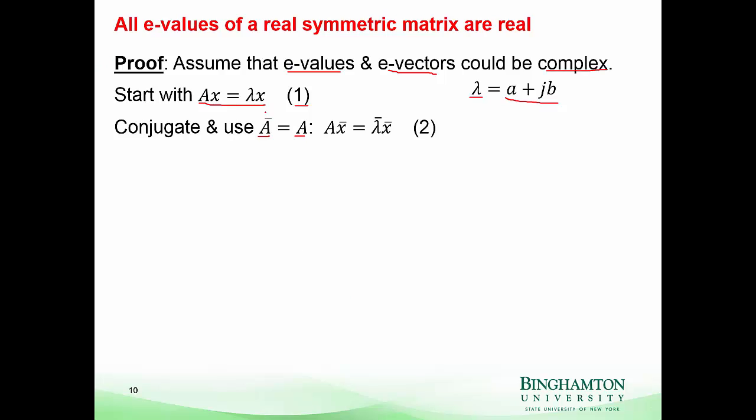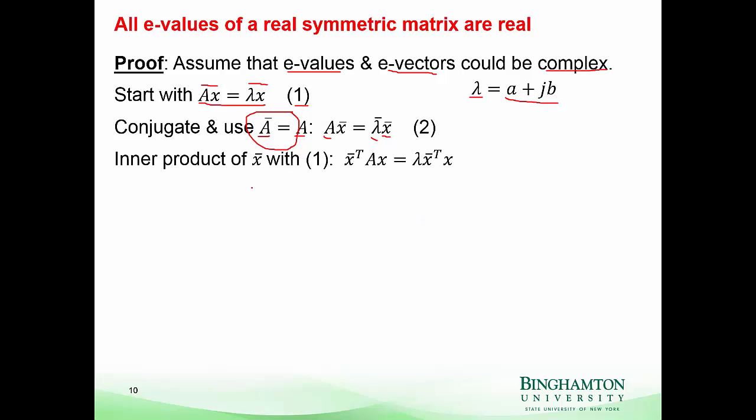So I take the conjugate of the left side and the conjugate of the right side. Another property is that the conjugate of a product is the product of the conjugates. That gives me A conjugate times X conjugate, but A conjugate is equal to A, so I leave A. Over here I've got lambda X, whole thing conjugated, which breaks down into lambda conjugate times X conjugate. Call this equation 2.